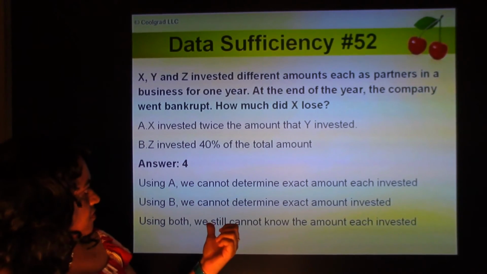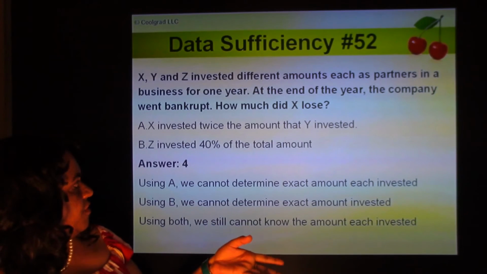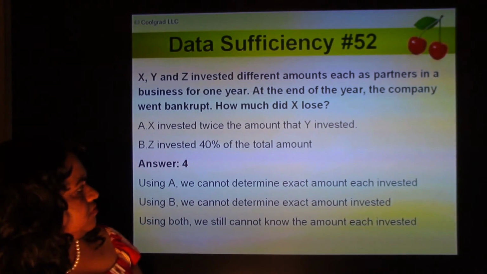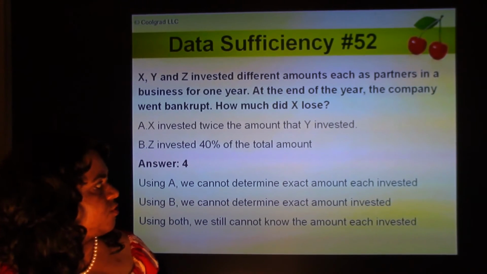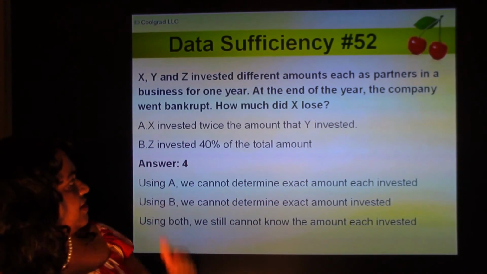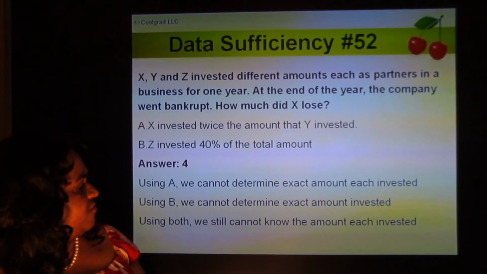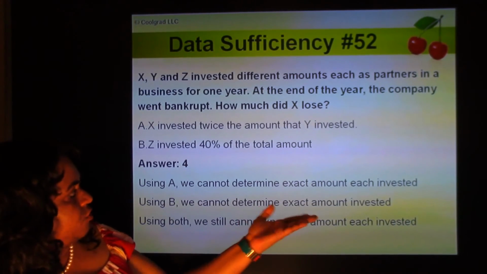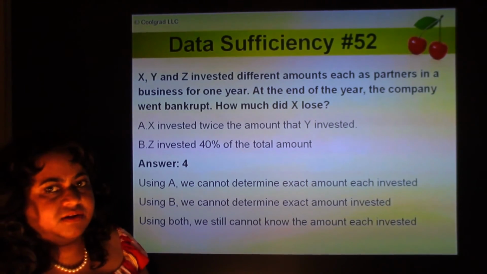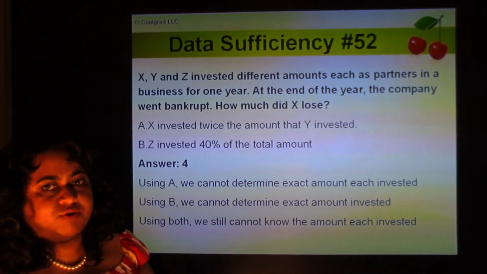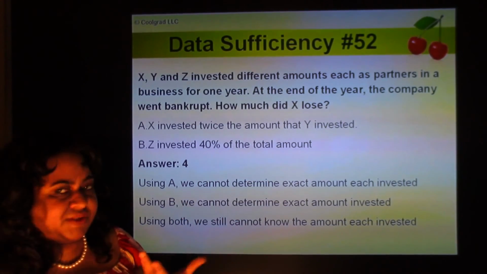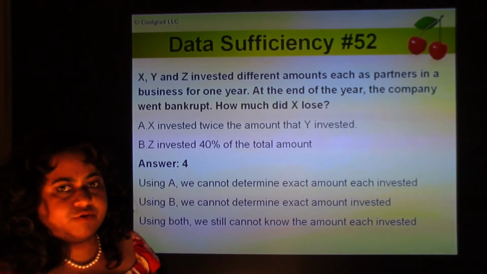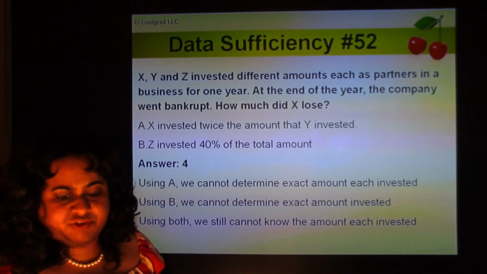So X plus Y invested 60% of it, and X invested twice of Y. So 3Y is 60%, so Y invested 20% and X invested 40% and Z invested 40%. So using both, we still don't know the exact amount. We don't know how much they invested, right? We know the percentages, but we don't know how much amount they invested. So clearly, using both, we still don't know how much loss they suffered. So we pick option 4. Both the statements together are insufficient.